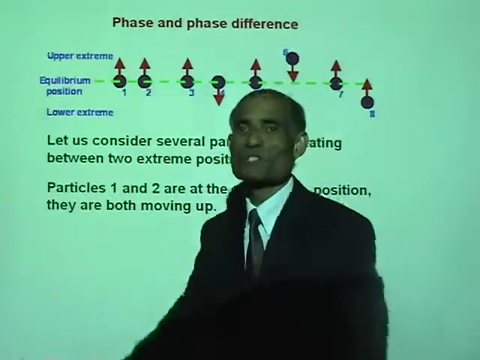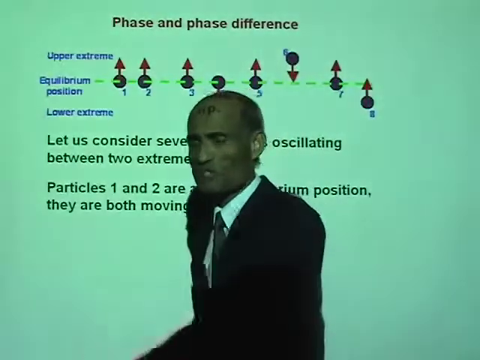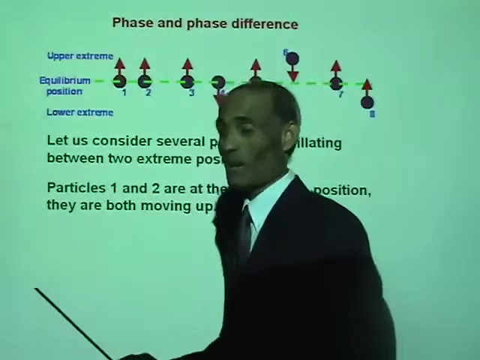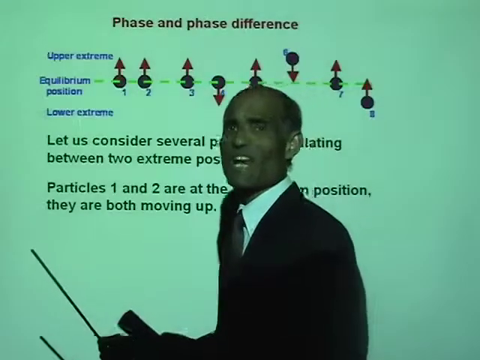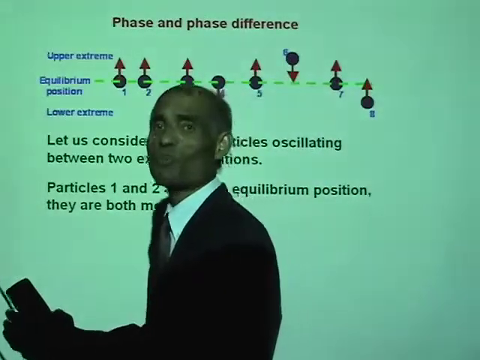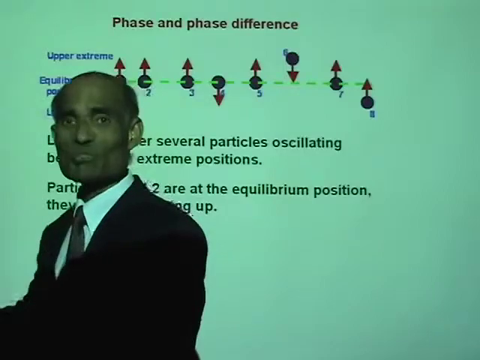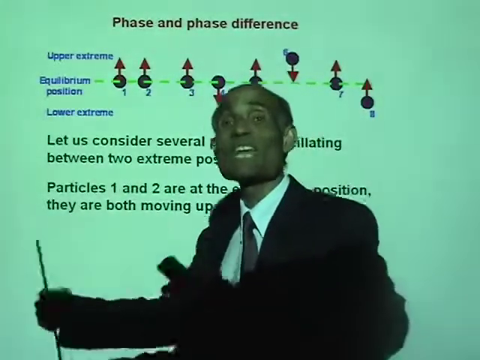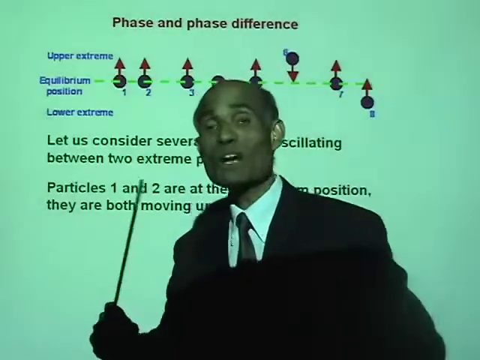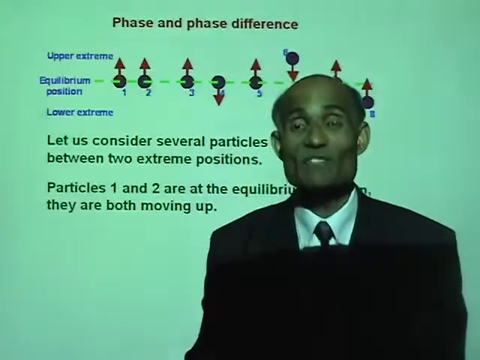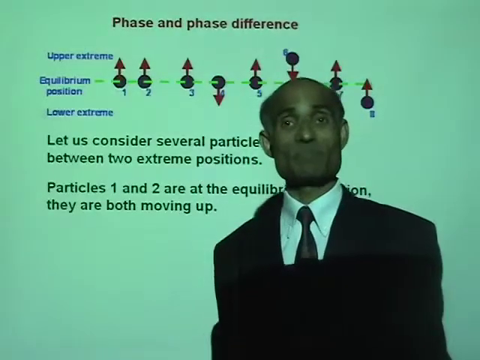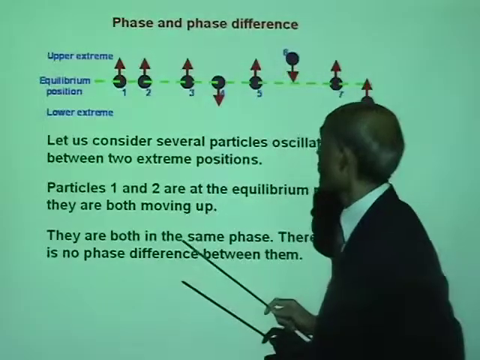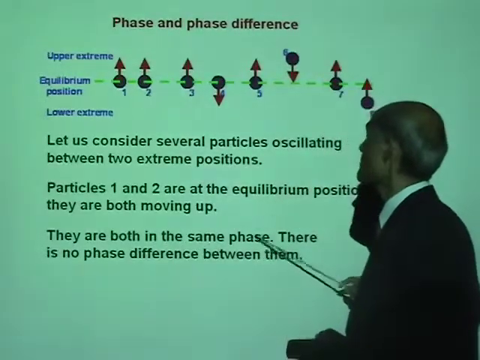Just like soldiers marching. Have you seen soldiers marching? Each one is in phase with the other. When the sergeant says left, everybody's left foot goes forward. Right, everybody's right foot goes forward. Is that right? So soldiers are marching in phase. If one soldier goes out of phase, the sergeant can immediately see it. Alright. So these two particles, 1 and 2, are both in the same phase.